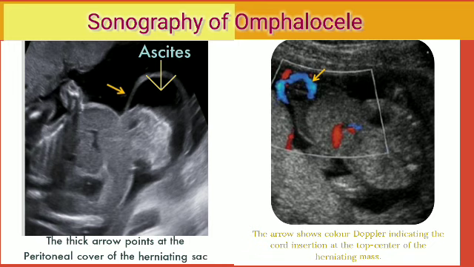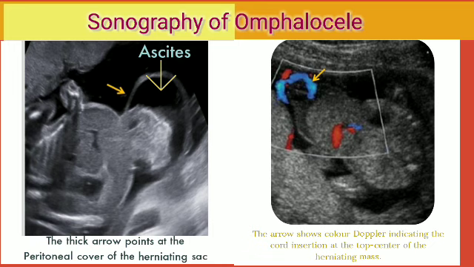The image on the right shows a case of omphalocele. The thick arrow points at the peritoneal cover of the herniating sac. This peritoneal cover is very visible due to the presence of ascites. This means that in our own case, the herniating sac contains ascites and bowel loops. The liver is intact.